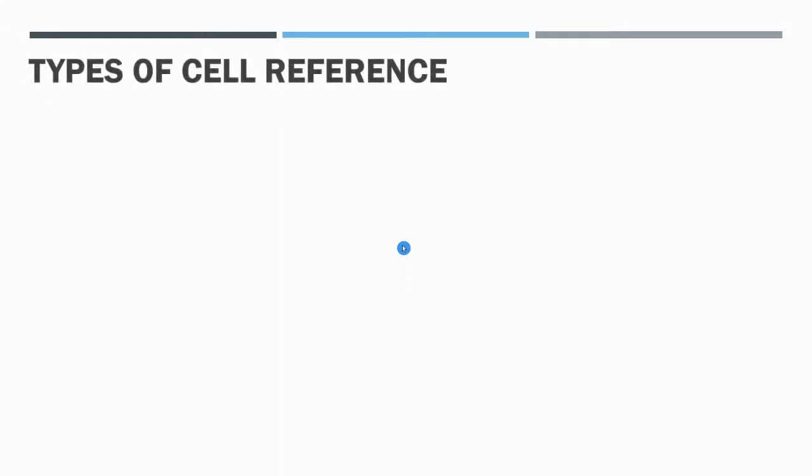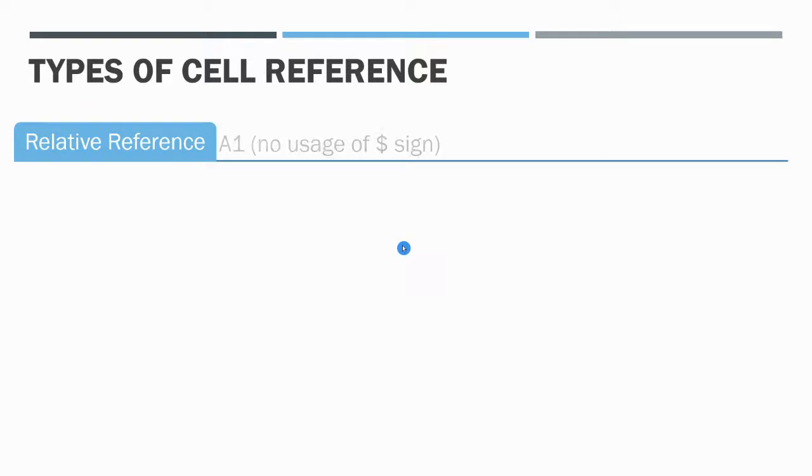And here we have types of cell references. Actually, we have three types of cell references. Relative reference: here there is no use of dollar sign, we are directly using it. Both row and column will change when you are copying this. Let me take you to the Excel and I'll explain this.